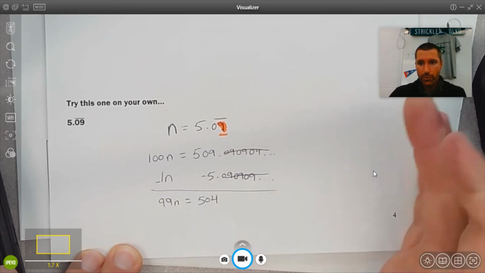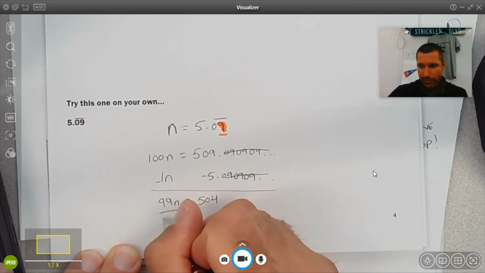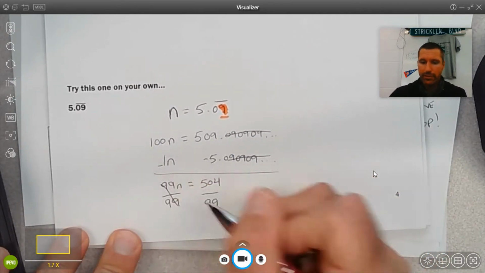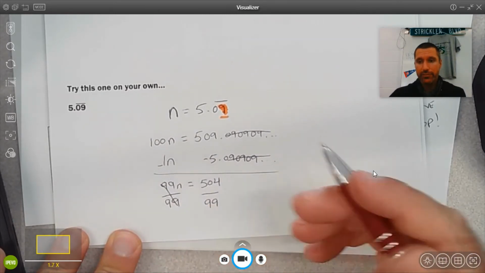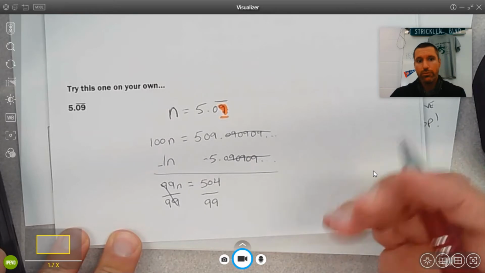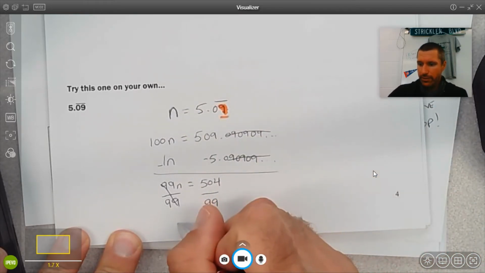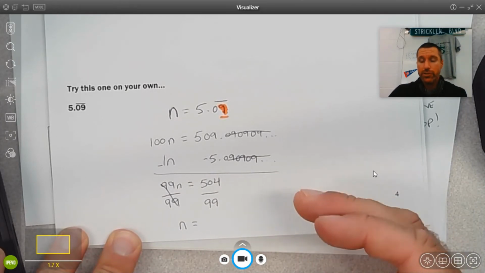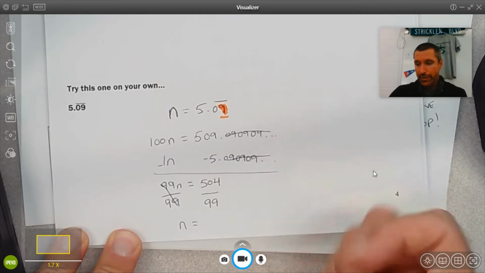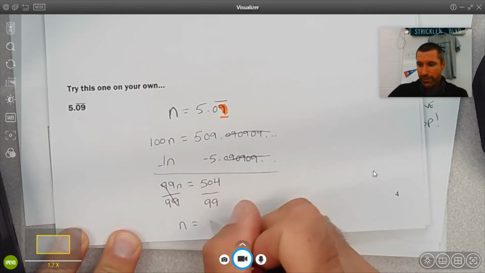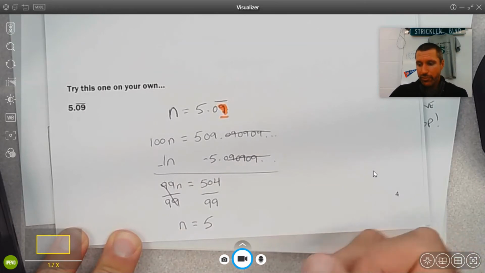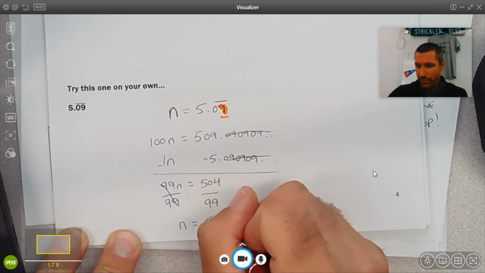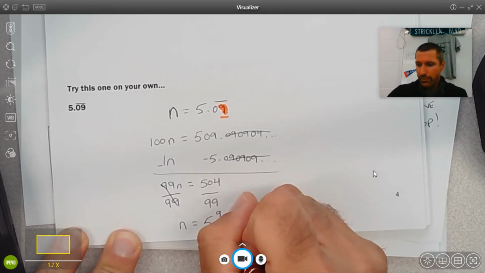Step 4, you want to divide both sides by the coefficient of n, in this case, 99. Now that doesn't magically disappear. 99 divided by itself is 1. So what you have now is 1n, or n, right? 1n is equal to 504 divided by 99. Now, if you change that into a mixed number, 99 goes into 504 5 times, and you multiply 5 times 99, and you get 495, and you subtract that from 504, remainder 9 over the denominator.